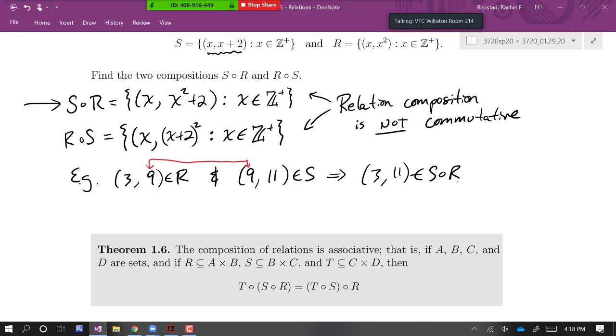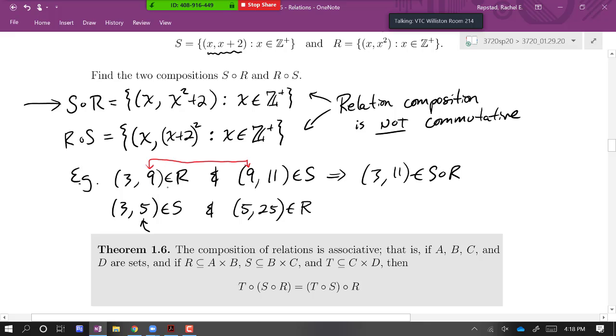Just to drive home the point that relation composition is not commutative, suppose I take the same integer 3, and first I apply S. If I apply the S relation first, then I'm going to add 2 first, so 3 is related to 5. Now I'm going to apply the R relation to 5. R tells me to square it, so 5 is related to 25. Now we can see that 5 is an element of B, the element in the middle. Of course, for us, that set is still the positive integers. But that ties 3 to 25 in the composition R composed with S.